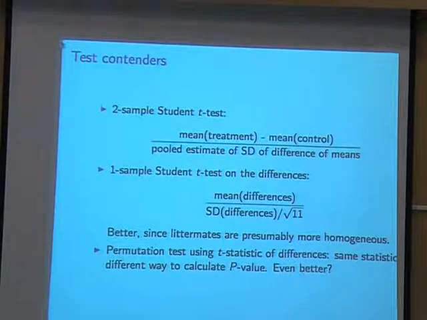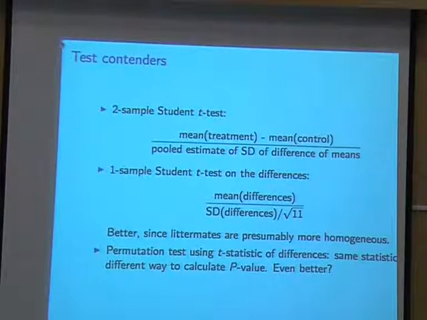But instead, maybe a better idea, still using an asymptotic or parametric approach, is this one-sample test. So instead we don't want to just take all of the controls and all the treated and average them. Instead what we want to do is take each sibling, find their difference, and then deal with that average difference, right? And the idea is that maybe these siblings are more homogeneous, right? So if you do a twin study, this is often what you want to do.